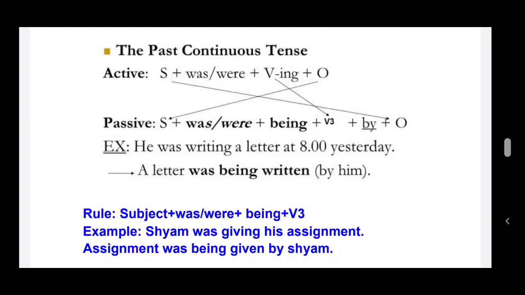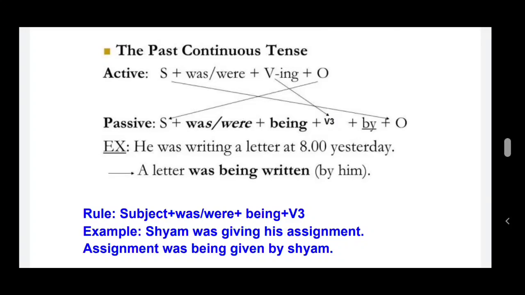See the example here. "He was writing a letter at 8 yesterday" in active voice. How is it changed into passive? He is the subject, writing is the verb, letter is the object. So the letter should be brought to the front as the subject. In passive voice: "a letter was being written by him." So that's the passive voice in past continuous tense, children.